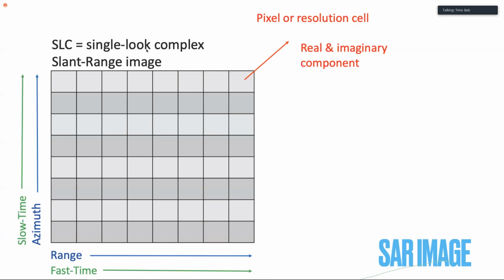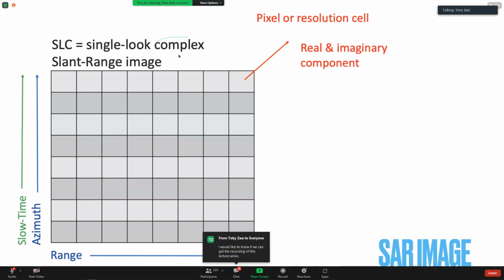The single look complex gives you a complex number, a number with a real and an imaginary component that you can also transform into amplitude or phase. So that is what we need to process interferometry.